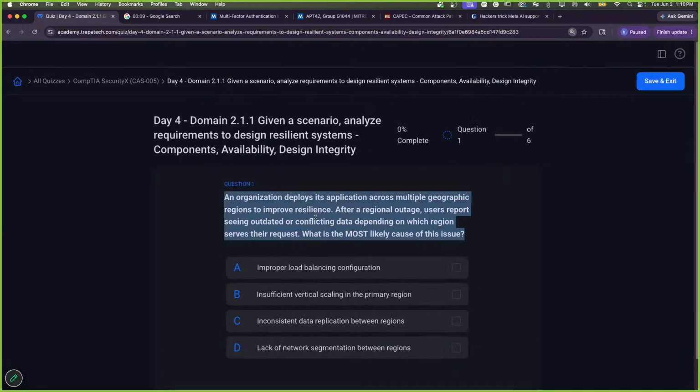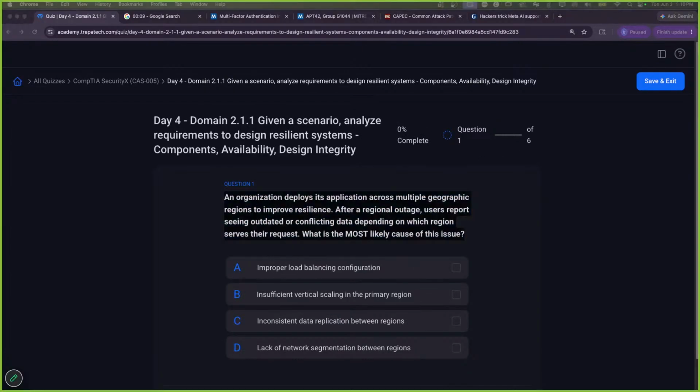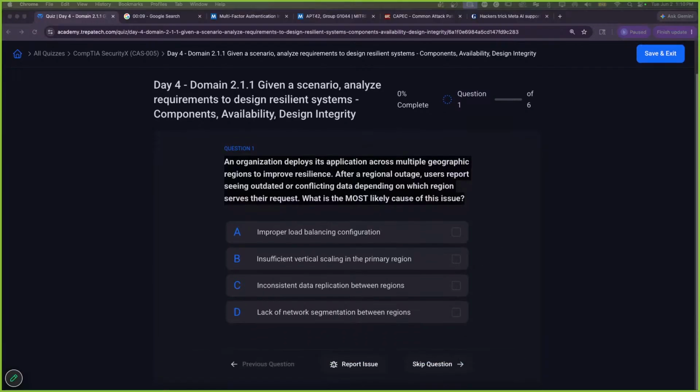Okay, question 1. An organization deploys its applications across multiple geographic regions to improve resilience. After a regional outage, users report seeing outdated or conflicting data depending on which region serves their request. What is the most likely cause of this issue?